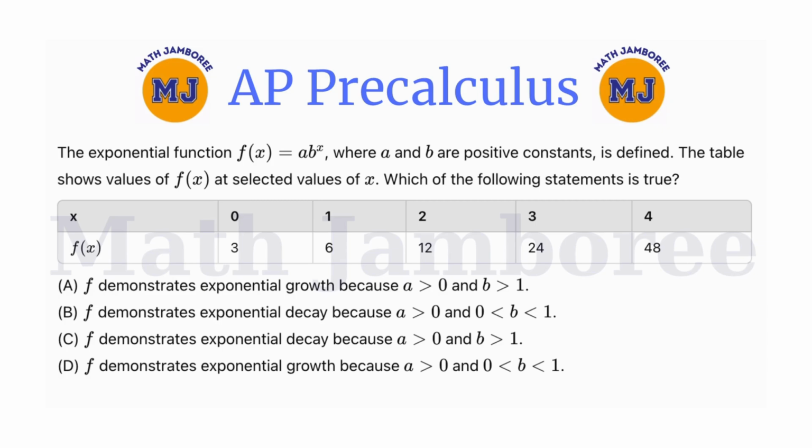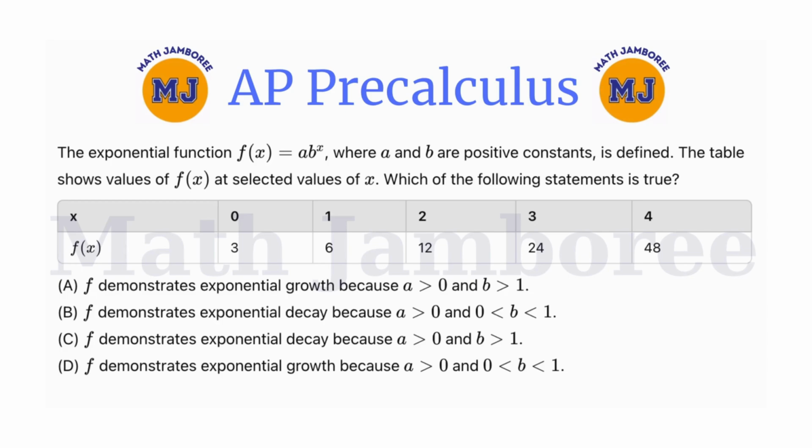So, this video is from AP Precalculus and from the topic of exponential function. Let's dive into it. The exponential function f of x is given as a times b to the power of x, where a and b are positive constants, is defined. The table shows values of f of x at selected values of x. Which of the following statements is true?